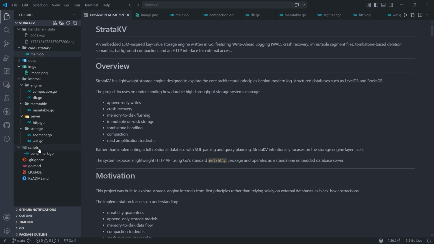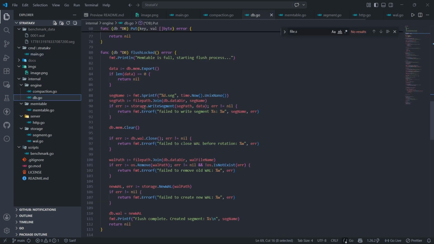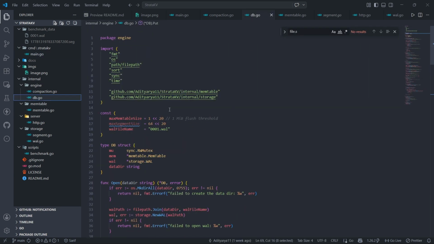So this is the overall structure of the project. The project is organized into separate engine, storage, MemTable, and server layers. I intentionally separated persistence, in-memory state management, compaction logic, and transport APIs to keep the architecture modular. This is the db.go.